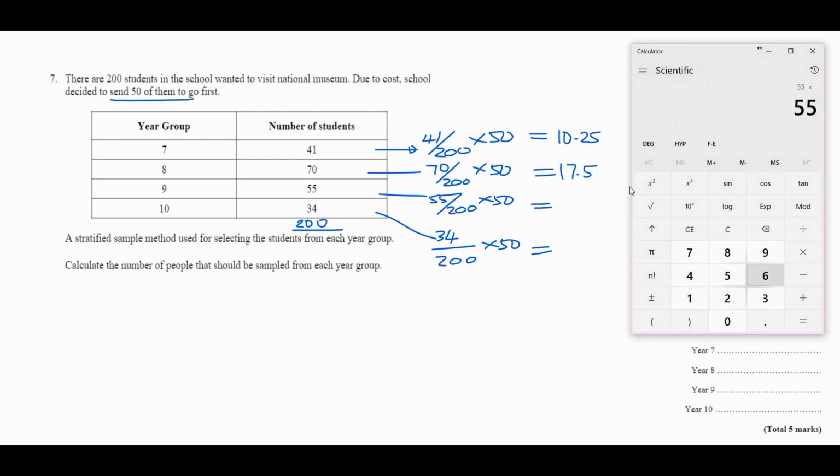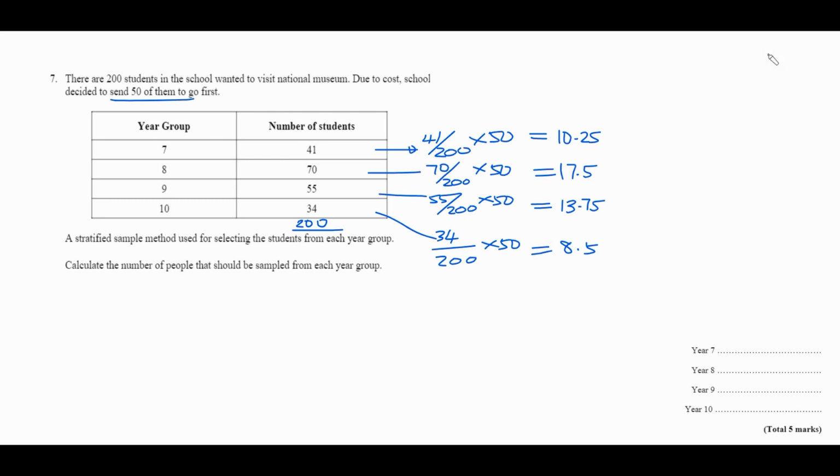55 times 50 divided by 200, 13.75. 34 times 50 divided by 200, 8.5. So once you get this one, you need to be very careful of approximation.